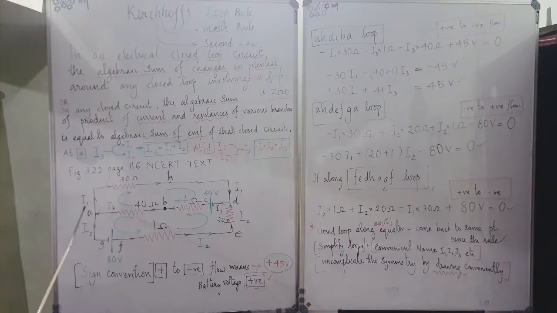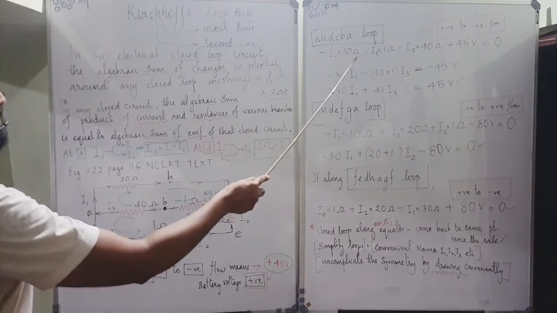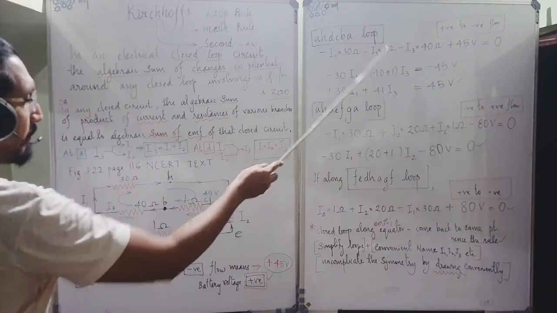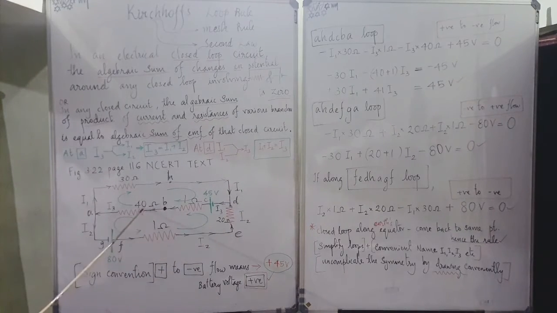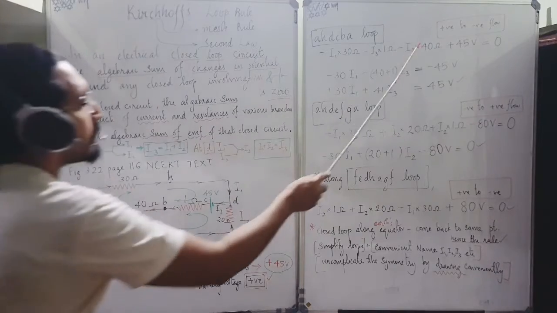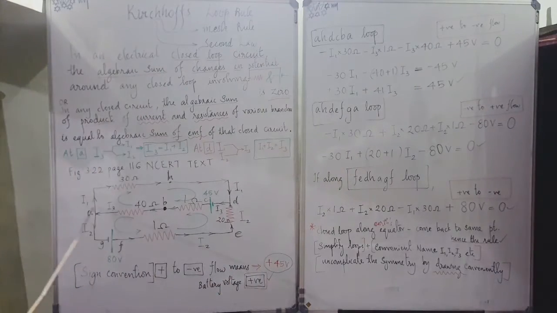That means, taking this from the positive side as negative, minus I1 into this resistance encountered, 30 ohm, minus I3. This I3 current passes through the 1 ohm encountered over here, and in the same direction it encounters 40 ohm. The same I3 current is encountering 40 ohm over here. Then the loop is complete.